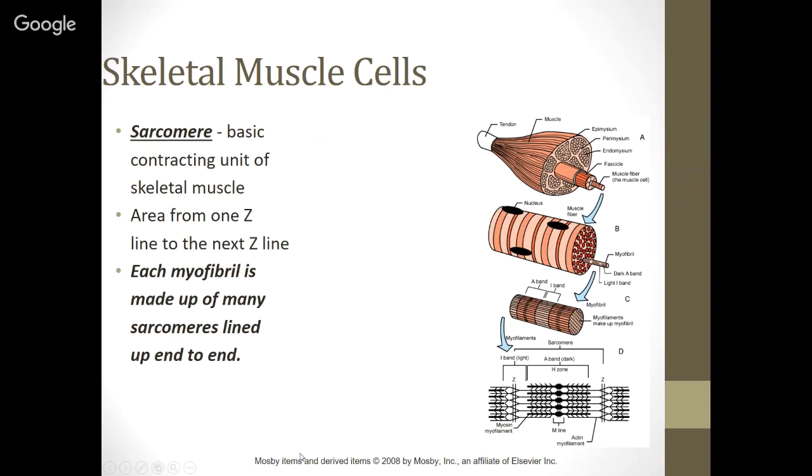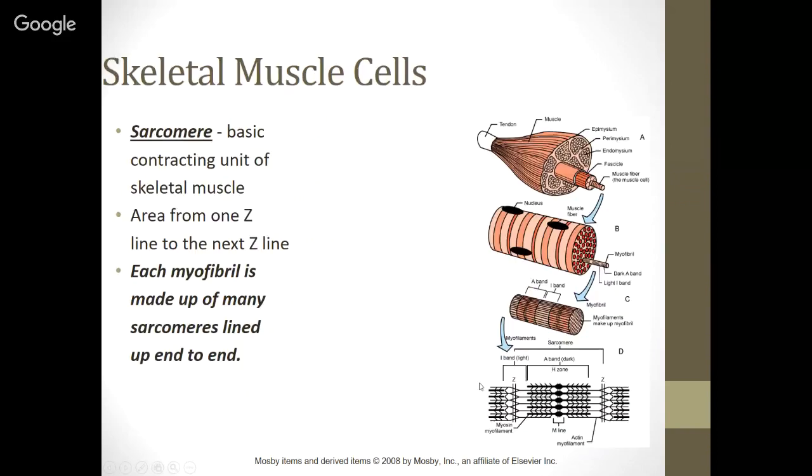A sarcomere is what we call the basic contracting unit of the skeletal muscle at the very, very smallest level. It is considered the area from one Z line to the next Z line. Each myofibril is made up of many sarcomeres, and they're all lined up end to end.